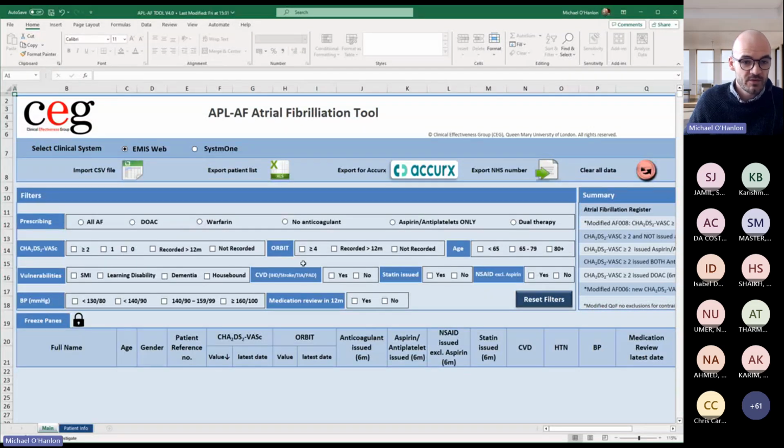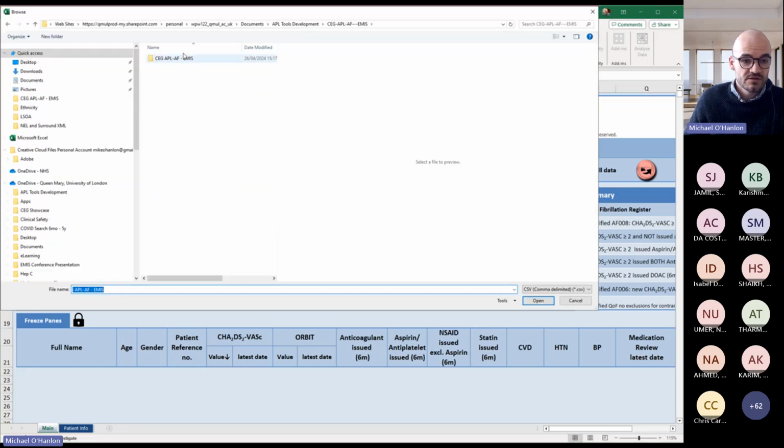So this is kind of what the APL-AF tool looks like when you launch it. You get the overview screen, and there's the option to import the report that you run within your clinical system. So when you go to the link and download the tool, it'll ask you whether you're running EMIS or System 1. If you're running EMIS, it's a slightly different version that has the search and report that you'll need to import into EMIS. You run that, export the report as a CSV file. The instructions for how to do this are included in the user guide. And once you've got that, you come into the tool, choose which clinical system you're using, and then use the import function to import the CSV.